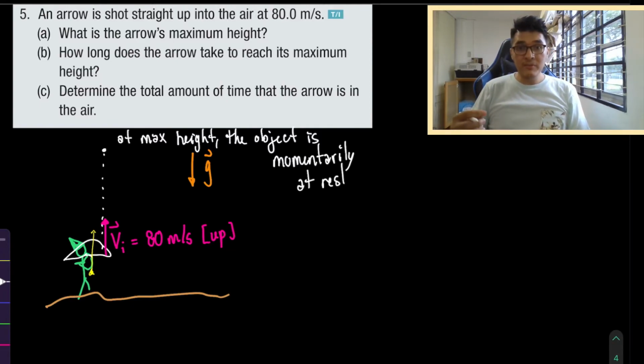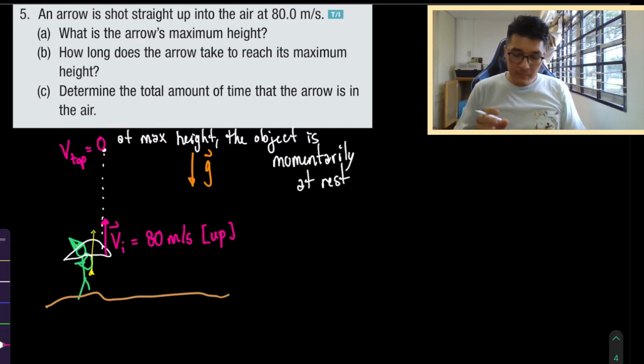Now that's just a fancy way of saying that it was slowing down until it eventually comes to a stop for that very brief moment in time. So if it stops, the velocity at the top is going to be 0. All right, so now we've got an idea of what this question is modeling.